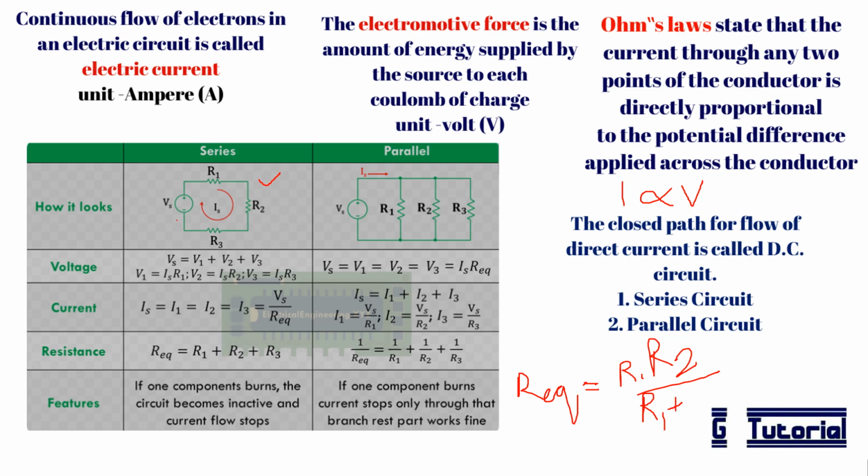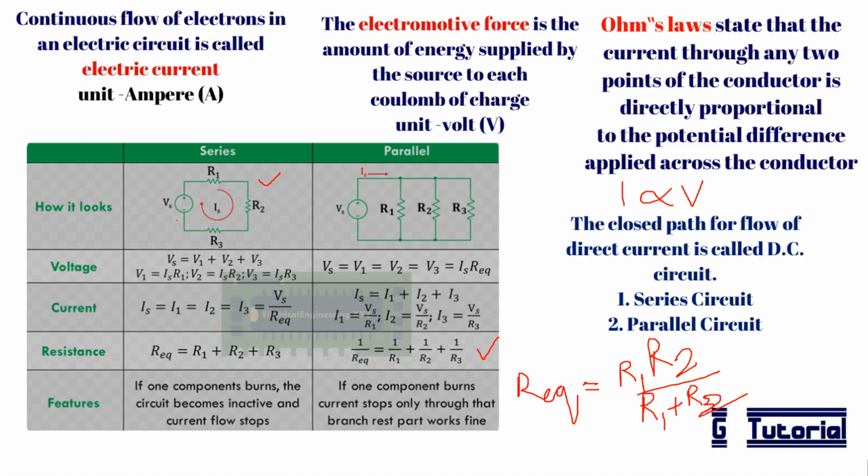If we are given only two resistances, we can directly use this formula. If there are three resistances, we can use the other formula, which is 1 by R equivalent is equal to 1 by R1 plus 1 by R2 plus 1 by R3, and after finding the result, we can take the reciprocal. If only two resistances are connected in parallel, we can directly use R equivalent is equal to R1 into R2 by R1 plus R2.